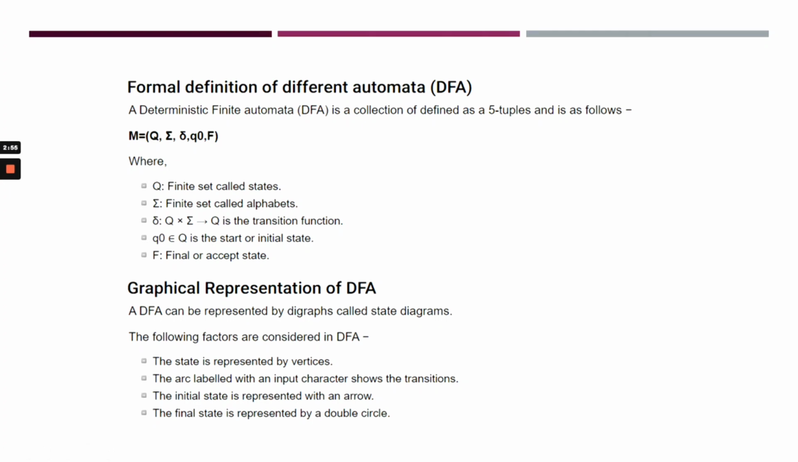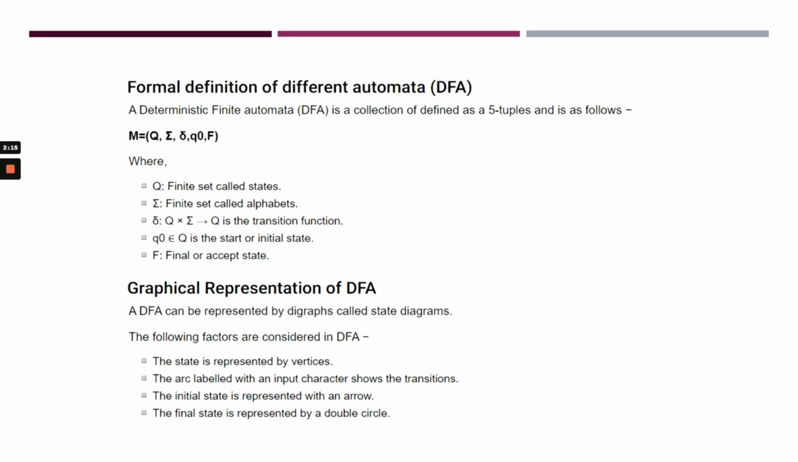So, formal definition of DFA. A deterministic finite automata is defined as a 5 tuple and is as follows. M equals Q, sigma, delta, Q naught and F. Q refers to finite set called states. Sigma refers to finite set called alphabets. Delta refers to Q cross sigma, that is Q. It is a transition function. Q naught refers to the initial state, F refers to the final or accept state.